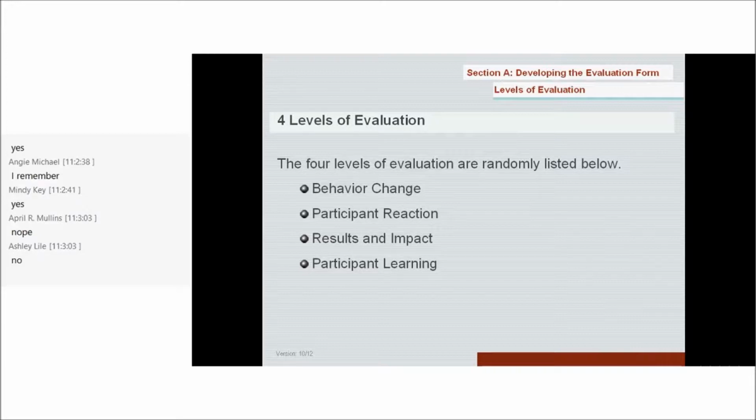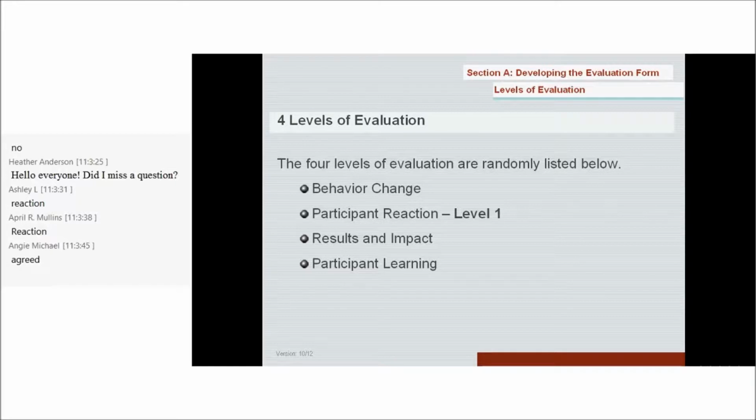The 4 levels of evaluation are randomly listed on the screen. In reality, there is a specific order for them, from level 1 to level 4. As you look at this random list on the screen, which one of these do you think is evaluation at level 1? Somebody wrote up reaction. Does anybody else agree? Another somebody else? All right, level 1 is in fact participant reaction.